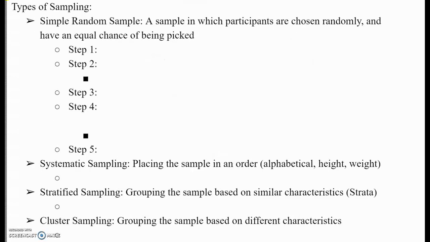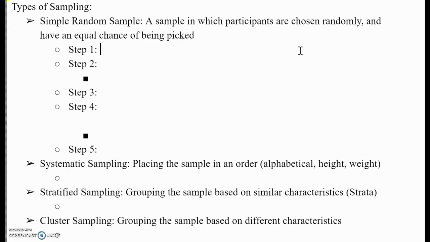Let's talk about the types of sampling. First of all, we have something called a simple random sample. It is just a sample in which participants are chosen randomly and have an equal chance of being picked. Now this section is very important. There is no bias towards a certain participant or a bias against a certain participant. Everyone has the same chance of being picked. If there are 20 people, each person has a 1 in 20 chance of being picked.